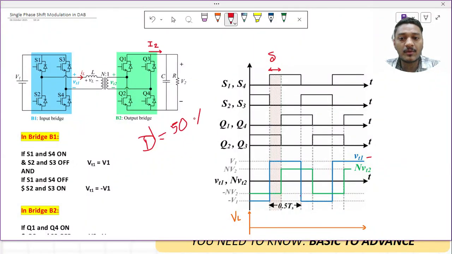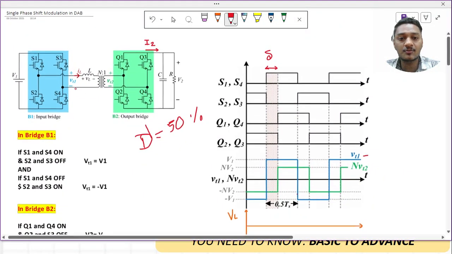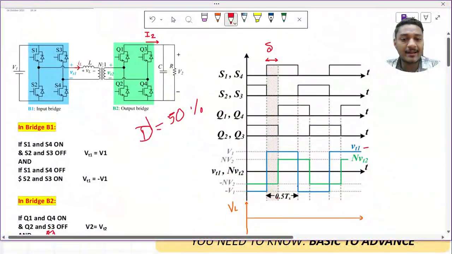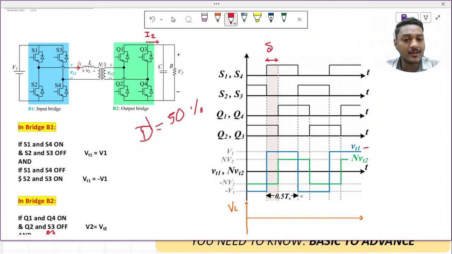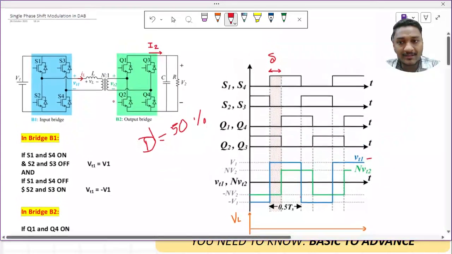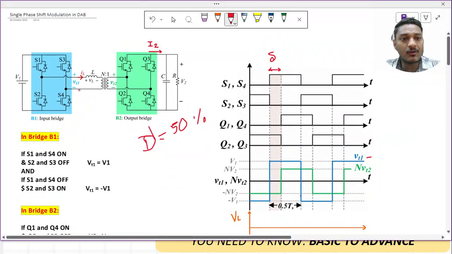So for 50% duration we will turn on S1 and S4, and for 50% duration we will turn on S2 and S3. That is why I mark it as 0.5 TS. So the plus V1 voltage is there for 0.5 TS, and the minus V1 voltage is there for 0.5 TS, and this completes my overall time period TS, and TS is nothing but 1 upon FSW. Okay, so I guess we have understood what VT1 is.